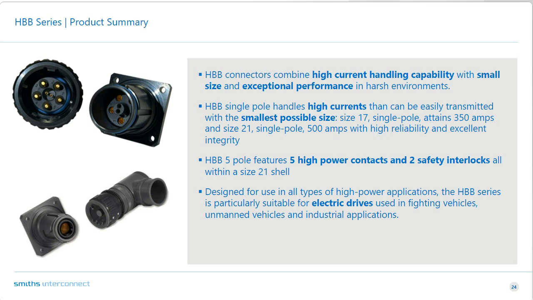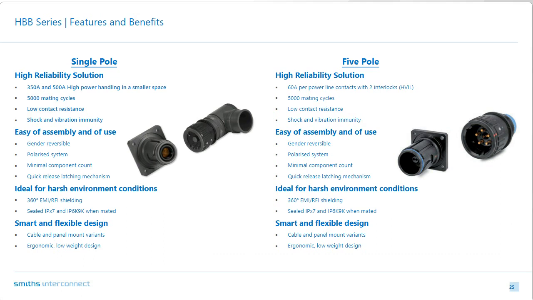We'll work through some of the features and benefits of the single pole and the 5-pole. As I mentioned, the single pole comes in 350 and 500 amp versions. The 5-pole has the 560 amp power contact and the 2 high voltage interlocks. They both have 5,000 mating cycles, low contact resistance and really good shock and vibration immunity. They're both gender reversible and polarized. They both have minimum component count and feature the same quick latch mechanism.